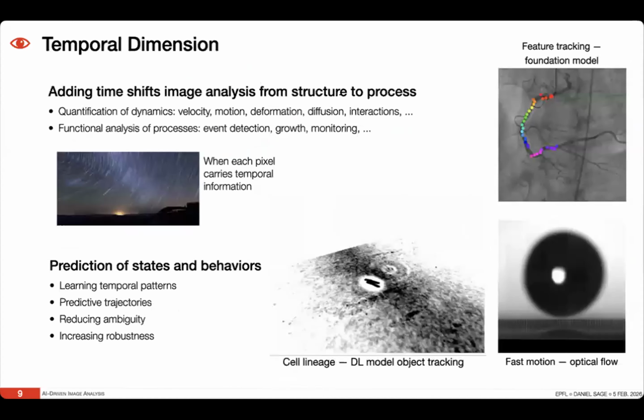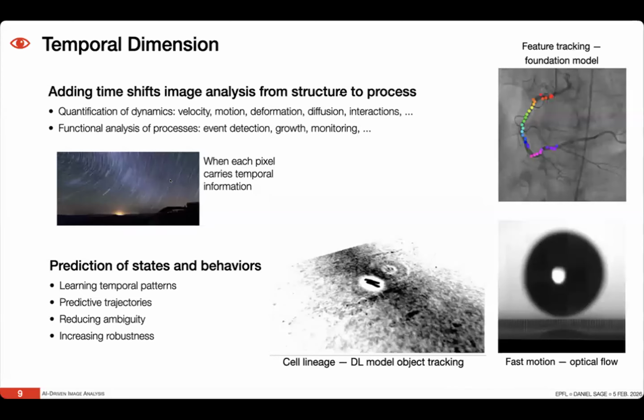So now we can move to add another dimension, the time dimension, the temporal dimension. By adding time, you shift image analysis from structure to process. So there are new opportunities to find other things by adding time. It helps to quantify velocity, motion, deformation, diffusion, interaction, and so on. And you now have access to processes, event detection, growth, or monitoring a system or a process. Here I put an illustration of the sky.